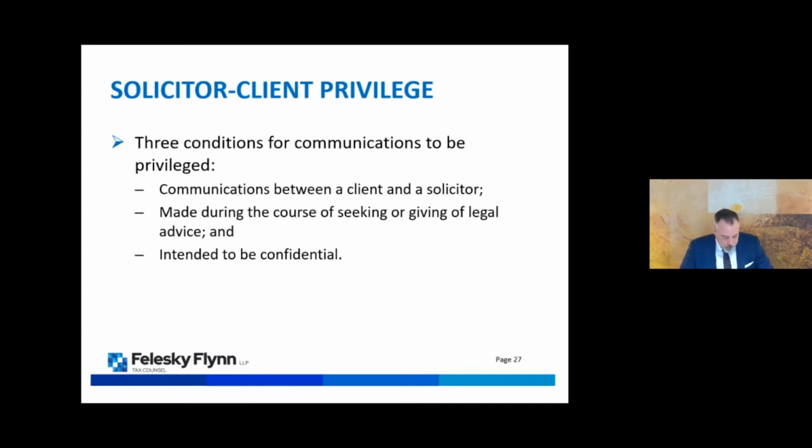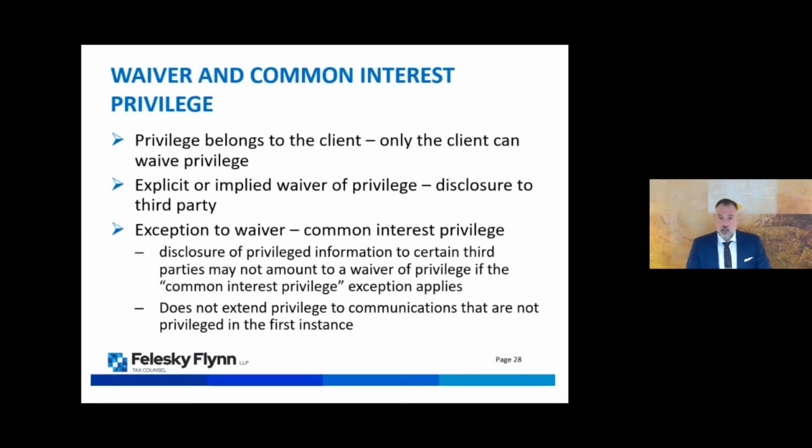And the third condition for communications to be subject to solicitor-client privilege is that the communications and the parties intended for those communications to be confidential. This is where waiver of privilege by disclosure to third parties comes in. If you disclose a document or a communication to a third party, there can be an implied waiver of privilege, and what it's really getting at is you must not have intended for this communication to be confidential since you're sharing it with others.